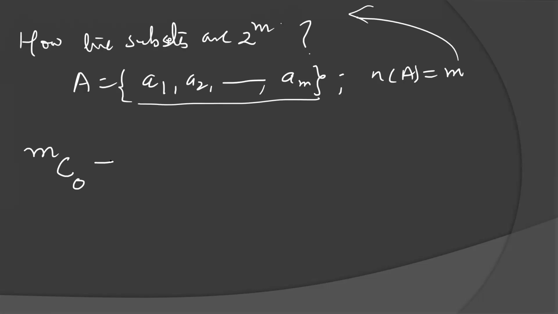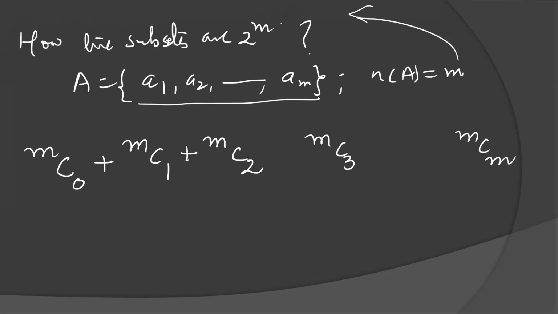That will give you 1. Plus, I am selecting one element. We can take A1 or A2 or A3 or Am. If you take a collection of 2, then it will be mC2. If you take a collection of 3, then mC3. And in the last, you can take all the elements.